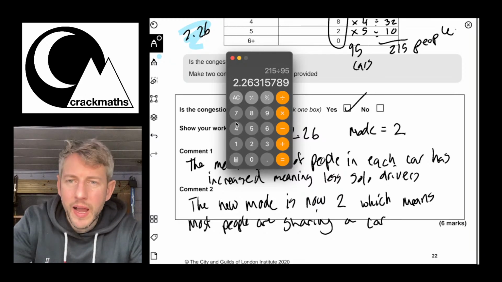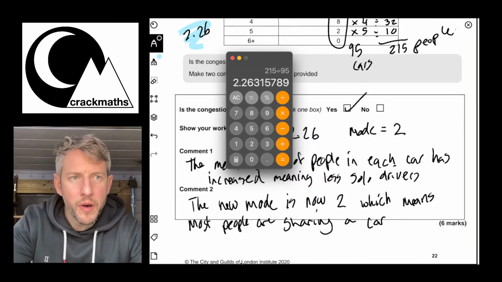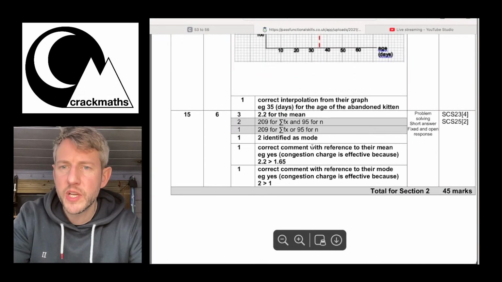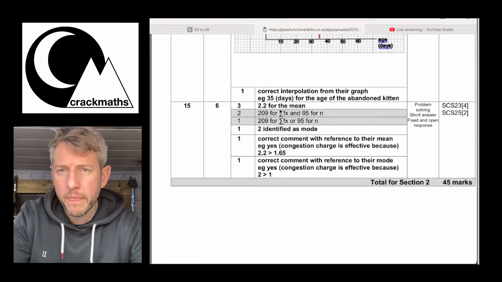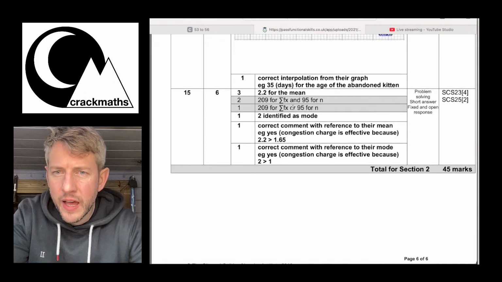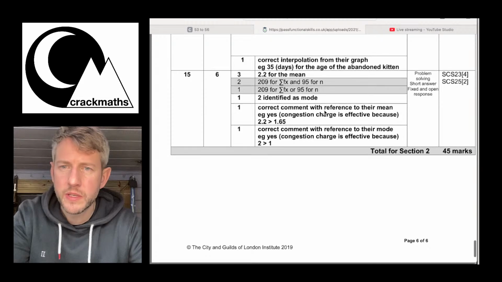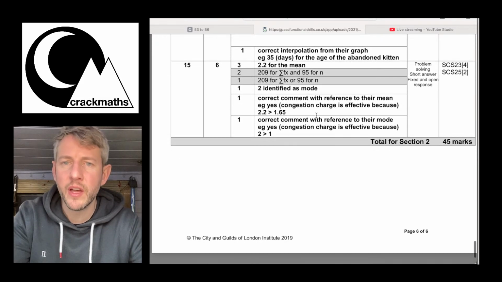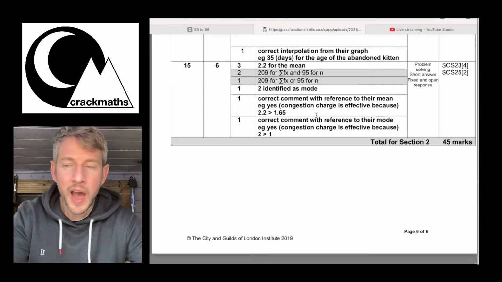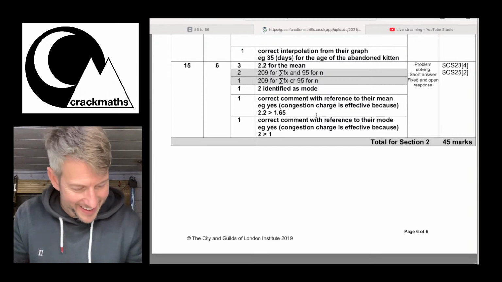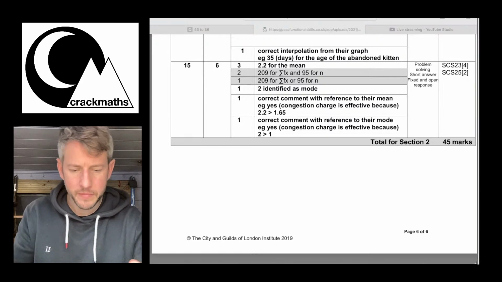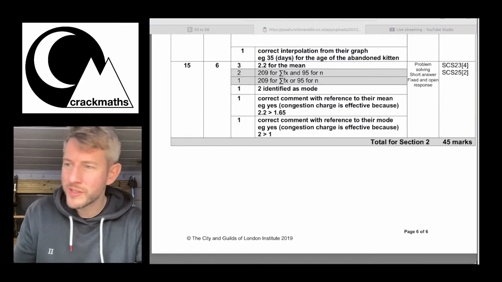Okay, right, and we can check that with the mark scheme to see what they wanted there. So here we go, 2.2 for mean, perfect. And then 2 identified as the mode. Correct comment to say that the new mean is higher and the mode is higher as well. And that is the last question. Excellent. Okay, perfect. So, right, very nice. So we're all done.